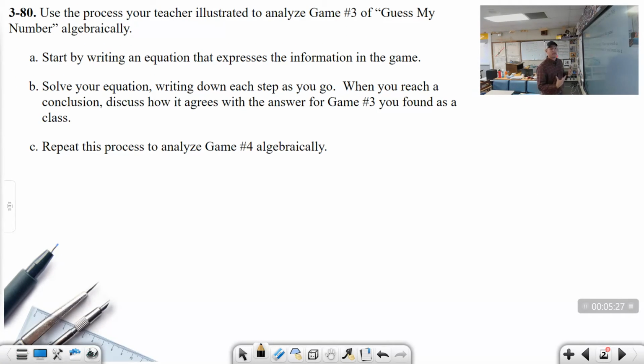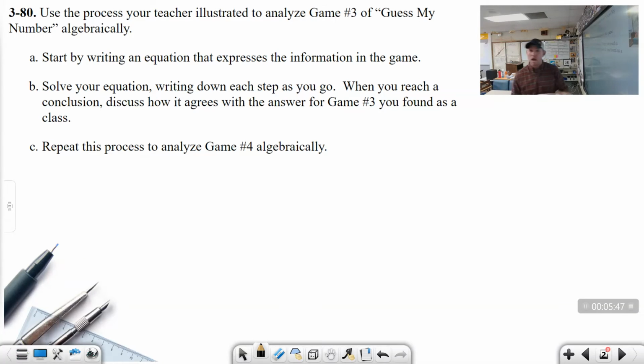Well, this is the point of today's lesson. Today's lesson, we are talking about how some equations don't just have one solution. And we alluded to this back in chapter 2. So here's what we're going to do. Problem 3-80. Start by writing an equation that expresses the information in the game. This is from number 3.